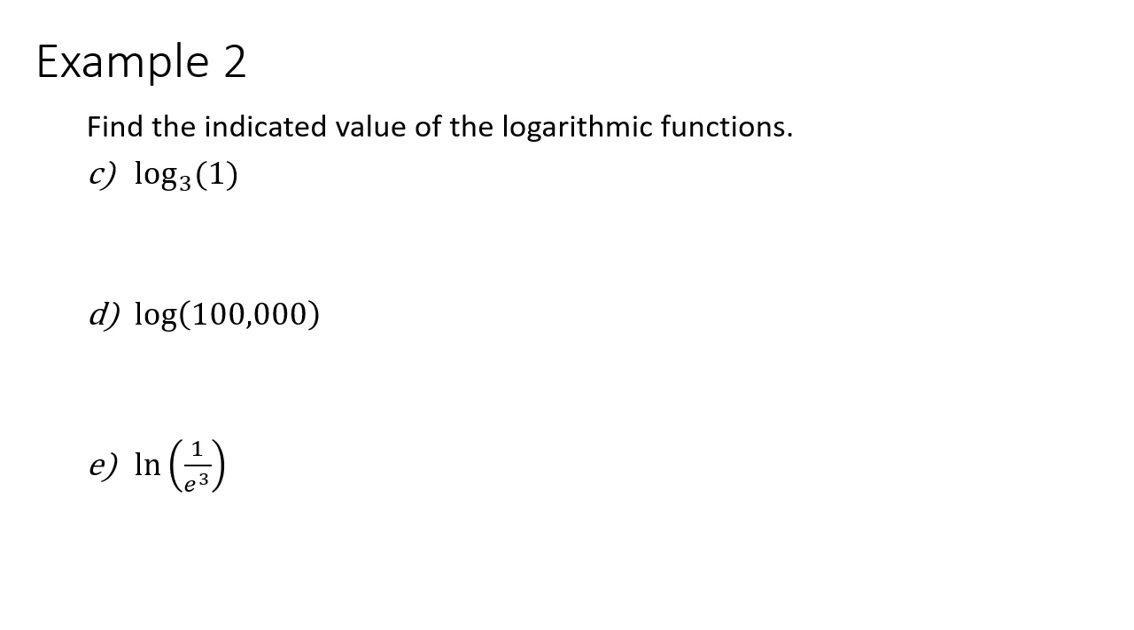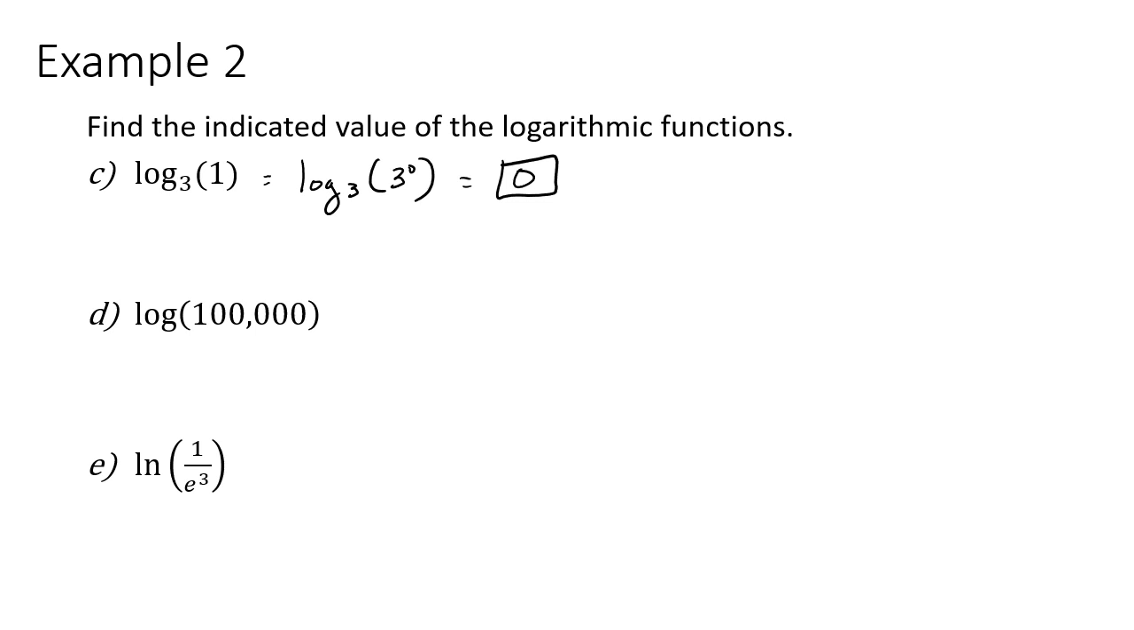Let's take a look at a few more. For part C, we've got log base 3 of 1. This is actually one of the properties that we looked at on the previous page, but you can still work it with the inverse property as well. Because 1 you can rewrite as 3 to the 0th power, and then log base 3 and exponent base 3 will cancel each other out and just give us 0.